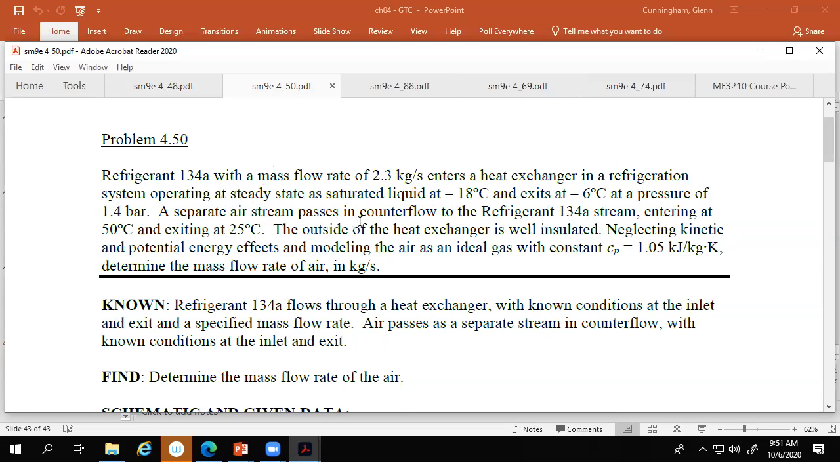134A with a mass flow rate of 2.3 kilograms a second enters a heat exchanger in a refrigeration system operating at steady state.